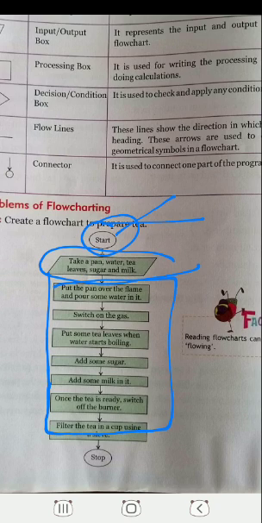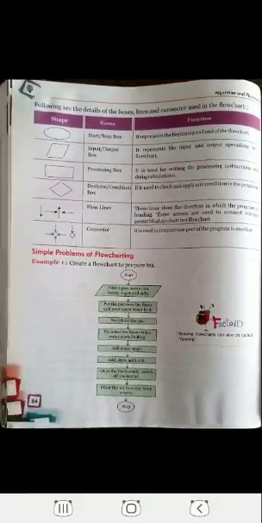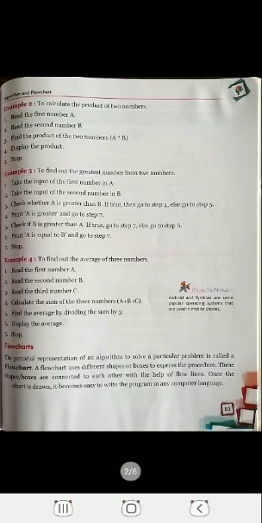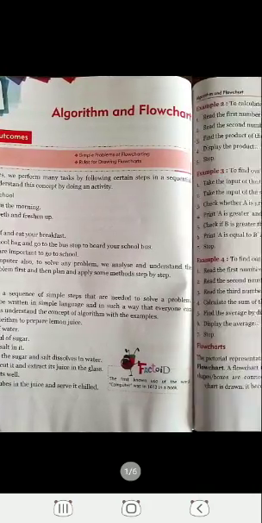So it will be put into the processing box. Put the pan over the flame and pour some water, switch on the gas, put some tea leaves, when the water boils, add some sugar, add some milk. Once the tea is ready, switch off, filter the tea in a cup using a sieve, and this is the stop box. So this is the graphical representation, called a flowchart, and when you write a step by step process, it is called an algorithm.